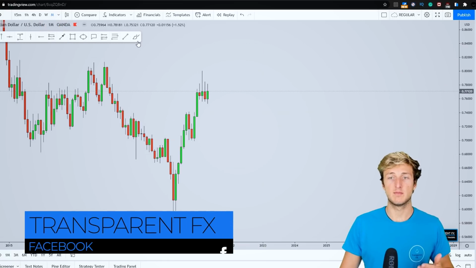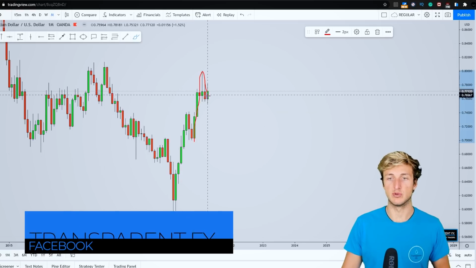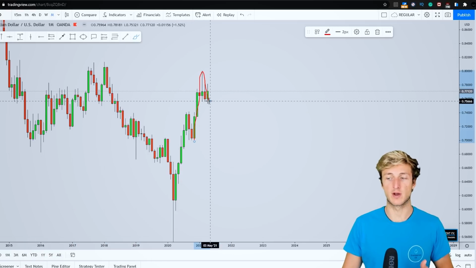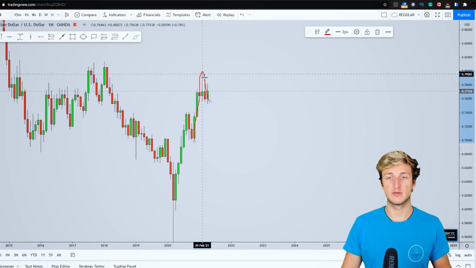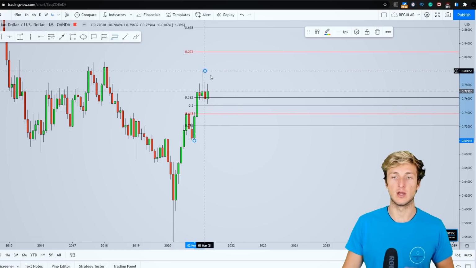Now, starting from the monthly time frame, what we can see is that the market has just provided a nice impulse to the upside, followed by this correction. Now, generally speaking, after an impulse, if you want to measure the correction, what you have to do is take your Fibonacci from the low to the high of the impulse.